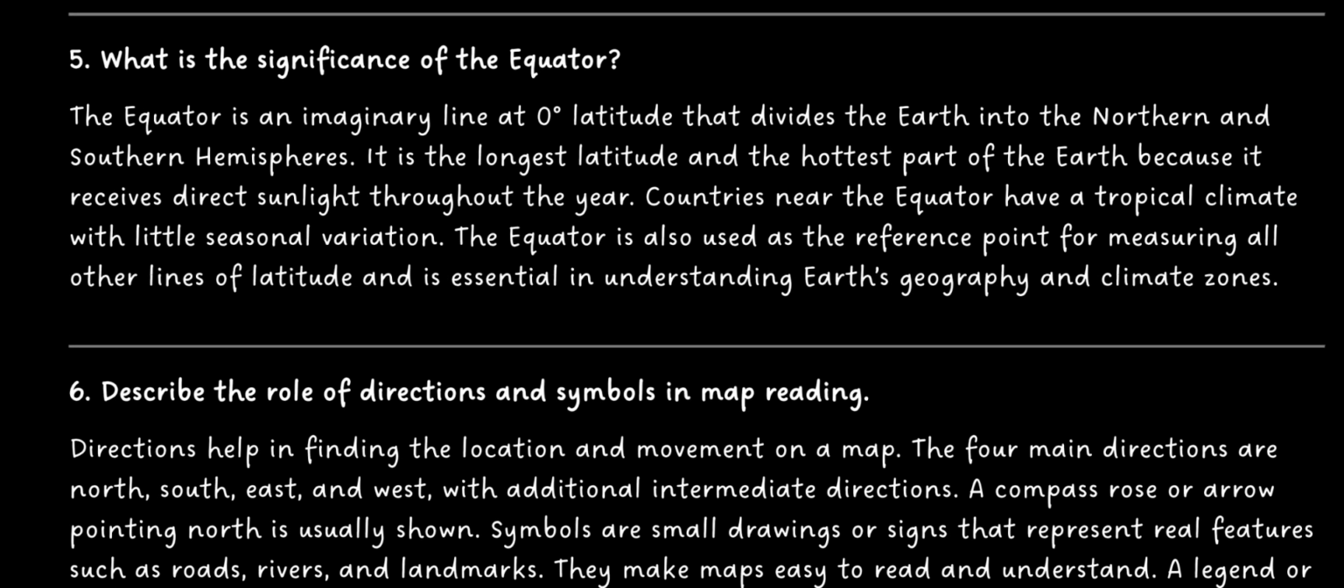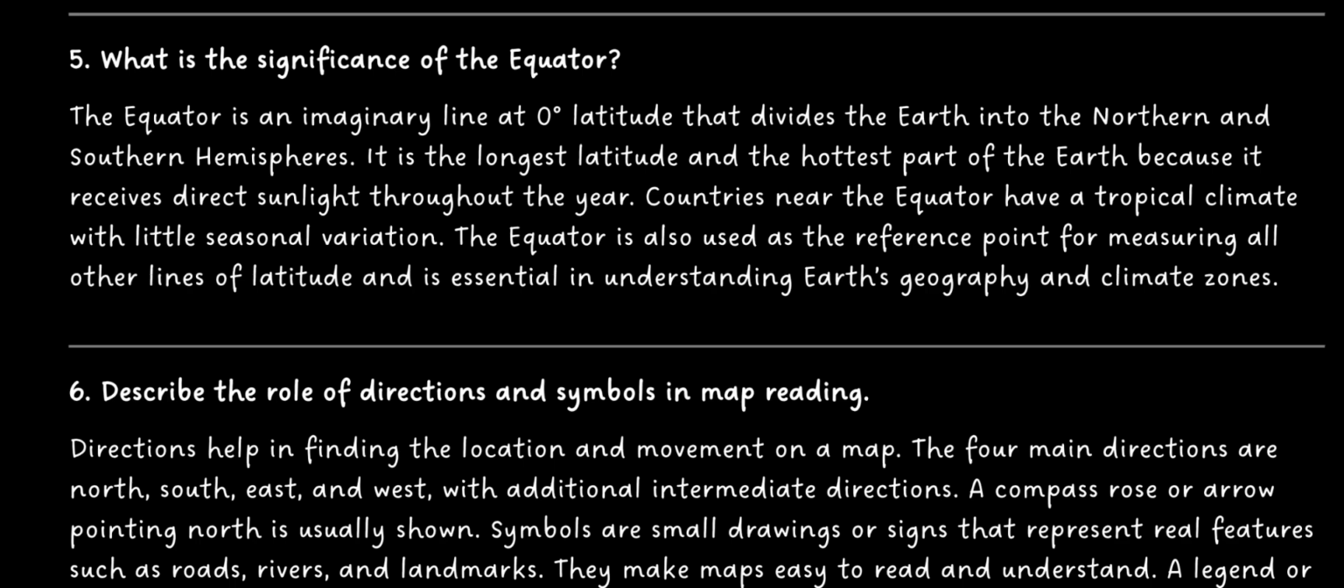Number 5. What is the significance of the equator? The equator is an imaginary line at 0 degree latitude that divides the earth into the northern and southern hemispheres. It is the longest latitude and the hottest part of the earth because it receives direct sunlight throughout the year. Countries near the equator have a tropical climate with little seasonal variation.